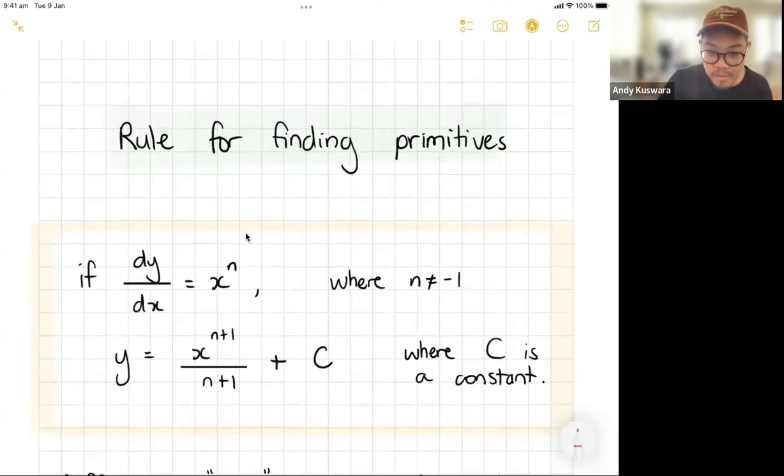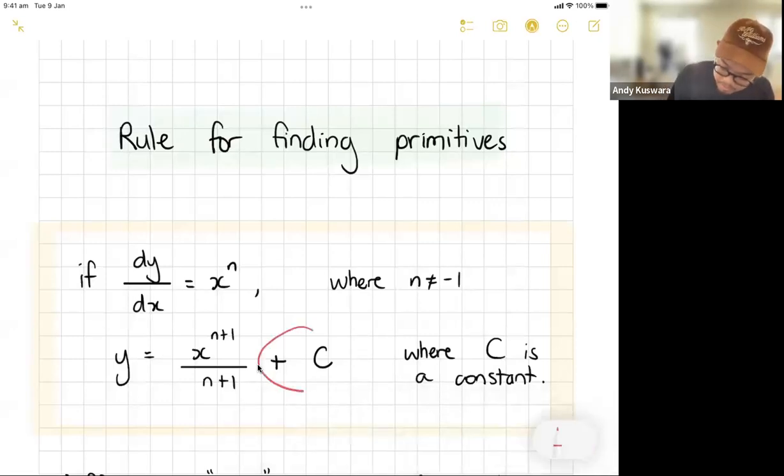So for finding primitives, if dy/dx equals this, here's the fancy formula. Essentially, you add 1 to the power and then you divide by the new power. And here's the important part I need you to remember. Every time you find a primitive or anti-derive, you're going to need this thing called a plus c. Plus c means it's just a constant. It could be anything, and until we can figure it out, we leave it there as a placeholder that there was something there.